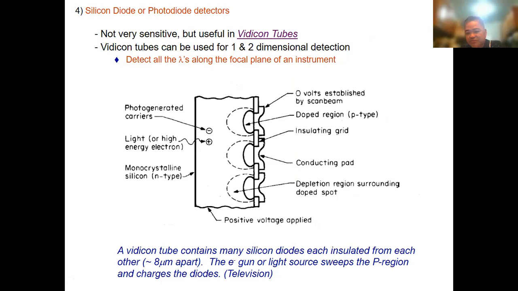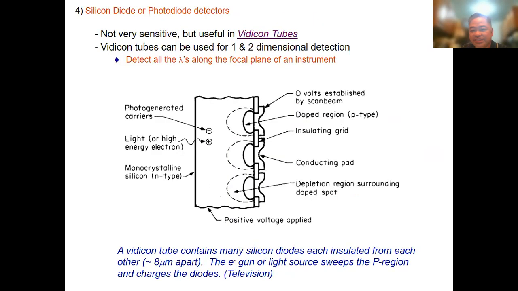The advantage of this photodiode array is that you can do multi-wavelength detection. You can determine the absorbance at different wavelengths, because the other detectors handle only one wavelength; this one can handle more than one. They use this tube, which contains many silicon diodes insulated from each other, and the electron gun or light source sweeps the P region and charges the diodes. It's like a TV, the old TV, a big cathode ray tube.